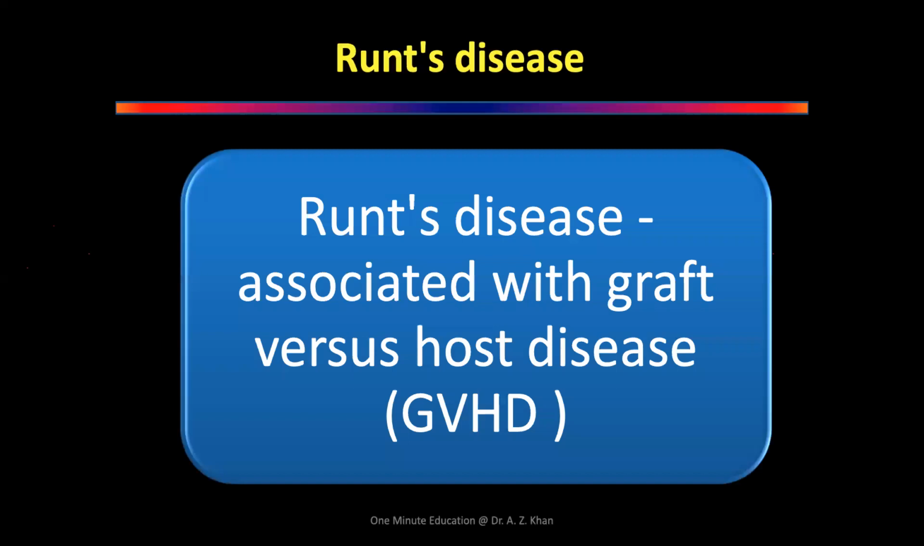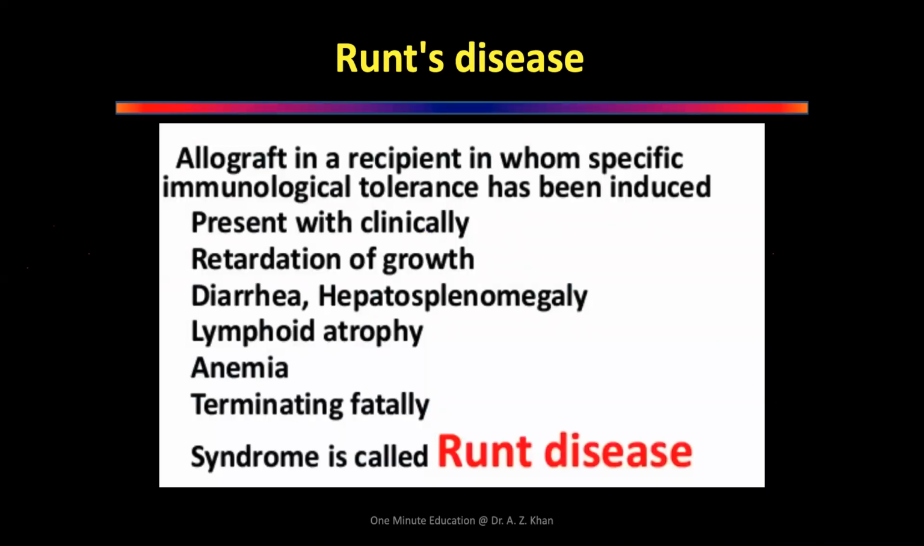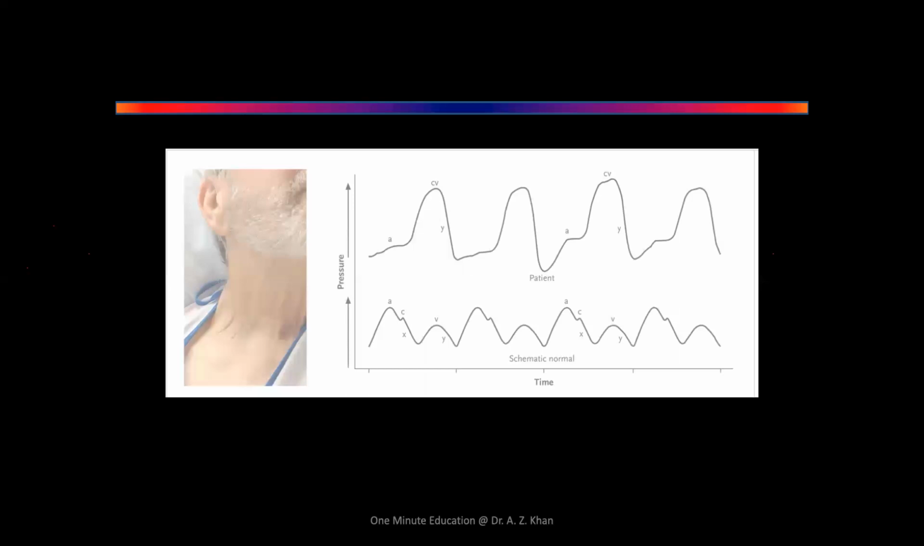Okay. This is a disease associated with rejection of transplants, so associated with graft versus host disease. Specifically, it is rejection of the graft. It's an allograft in a recipient in whom specific immunological tolerance has been induced. They present with clinical evidence of retardation of growth, diarrhea, hepatosplenomegaly, lymphoid atrophy, anemia, and terminate fatally. That syndrome is called Runt's disease. This whole graft rejection is called Runt's disease.